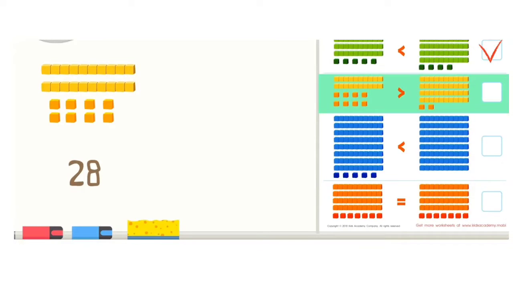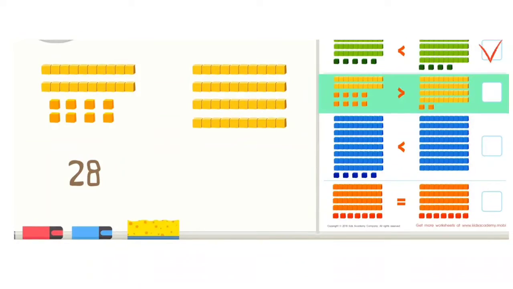Let's compare that to the number on the right. The number on the right has 1, 2, 3, 4 longs. I'm already starting to think the number on the right is going to be bigger because it has more longs. Remember, the longs are worth 10 each, and this one has 4 tens. That's 10, 20, 30, 40. So already this has 40 cubes. We haven't even counted on the 2 cubes yet, which gives us 41 and 42. So this number is definitely greater than 28.